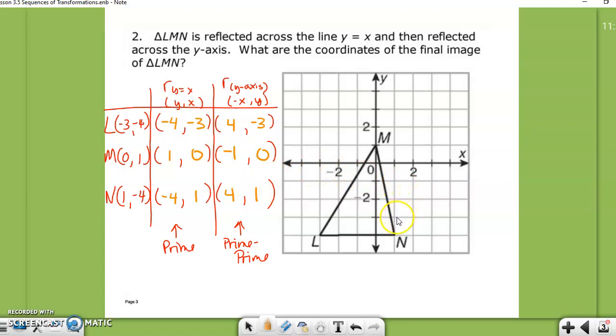It didn't ask me to graph this one. It just wanted to know what my prime coordinates were. So my L prime is now 4, -3. That's how I would graph it. My M prime is -1, 0. That's how I would graph it. And N prime is 4, 1. That's my new x, my new y.